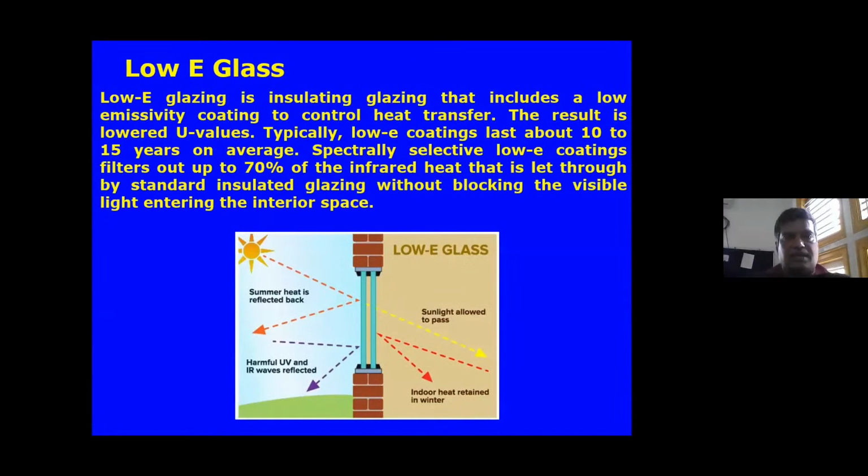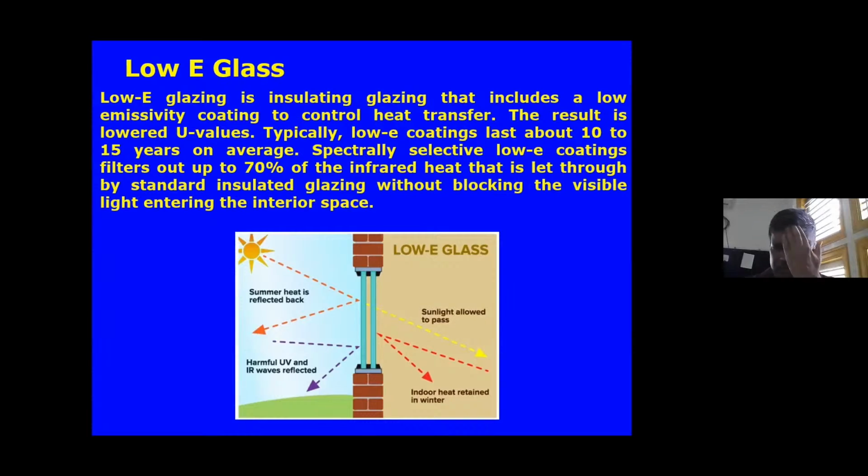Low E glass is where the environmental, sustainability part of the glass comes into the picture. In a tropical climate like India, we don't want more heat. Even though we might need more light, we definitely don't need more heat coming in.